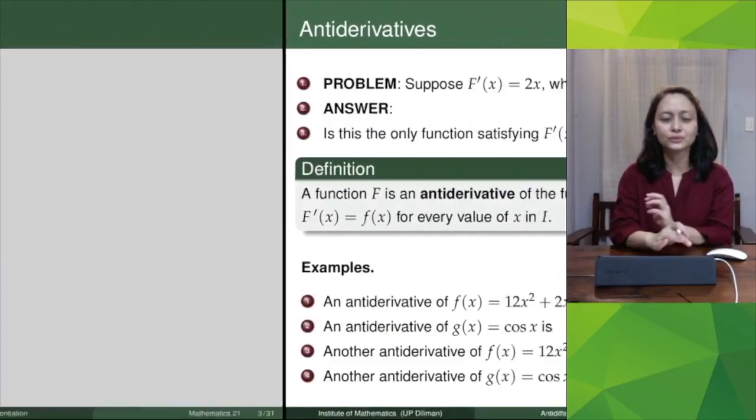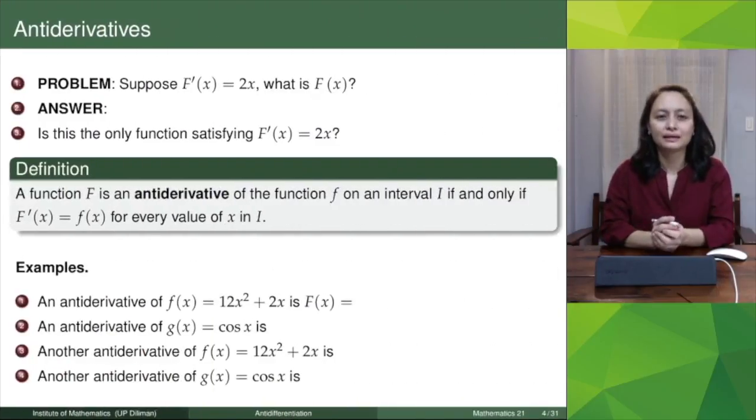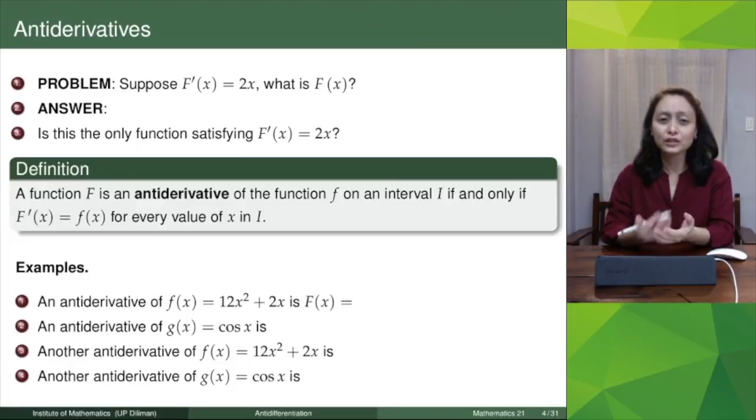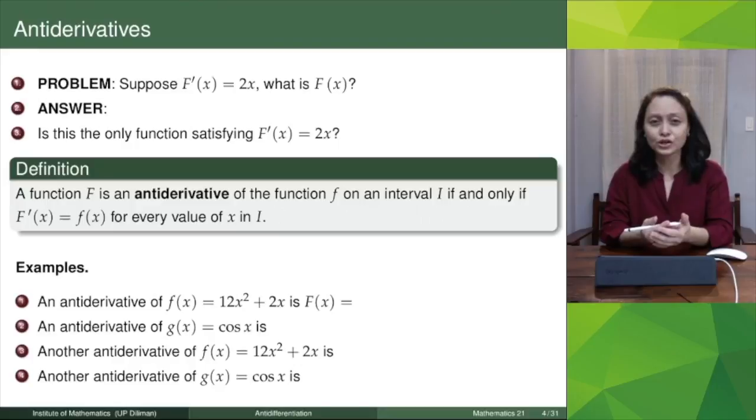Okay, so let's go to the first topic. We use topics on Math 21. We have been determining the derivatives of functions. So what if this time, you're given the derivative? What is the function from which it came from? So suppose f prime of x is equal to 2x, what is f of x?